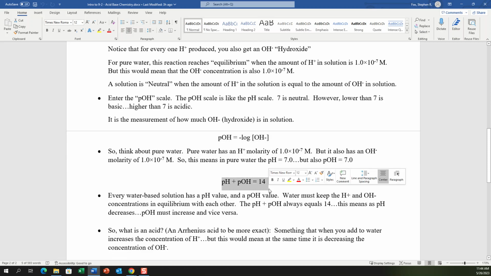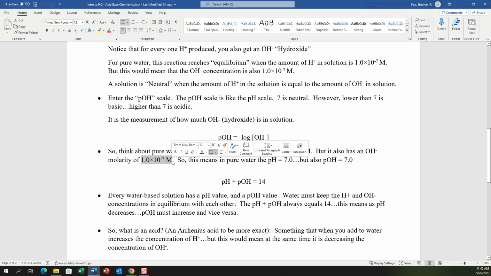Here's the deal. Every solution has both a pH and a pOH measurement. Every single water-based solution. An acid has a pH measurement and a pOH measurement. A base has a pOH measurement and a pH measurement. Every single water-based solution, whether it's acidic, basic, or neutral, can have a measurement of pH, and it will also have a measurement of pOH, because in every single water-based solution there is an amount of H plus and there is an amount of OH minus. If it's pure water or if it's neutral, the amount of H plus and OH minus is the same. 1 times 10 to the negative 7 moles per liter for the H plus, 1 times 10 to the negative 7 moles per liter for the OH minus.